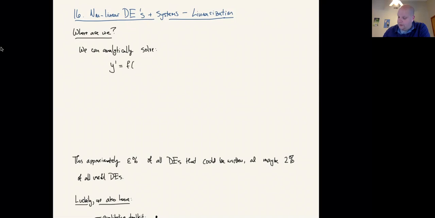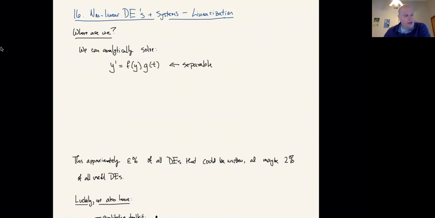So that's a first order differential equation, which can be written as a product of a function of y and a function of t. And we know how to solve this and have known how to solve this for some time, as long as you can actually take the integrals that are involved in solving it.